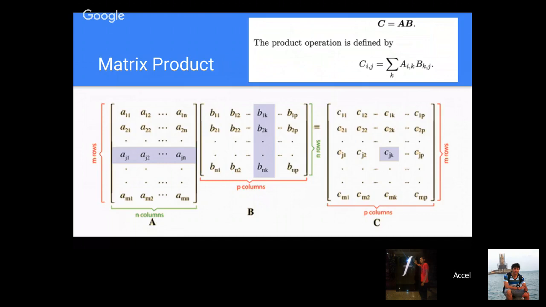And this is not an element-wise product. This is what's called a dot product between two vectors. So when you get your final calculation for C, you know that C is going to be p columns wide by m rows high.